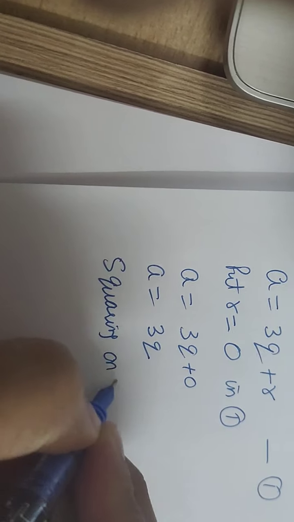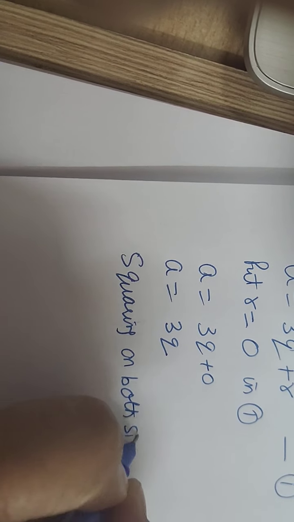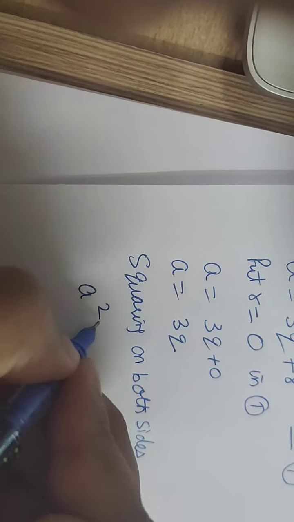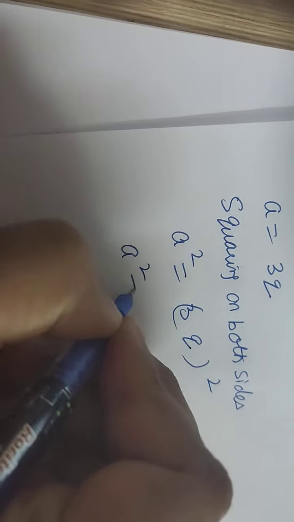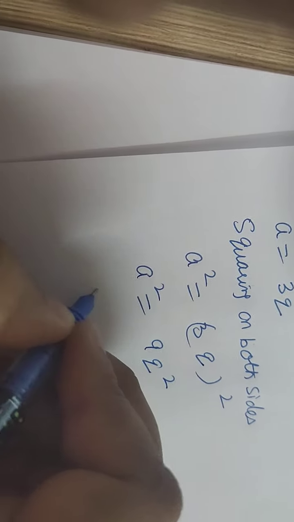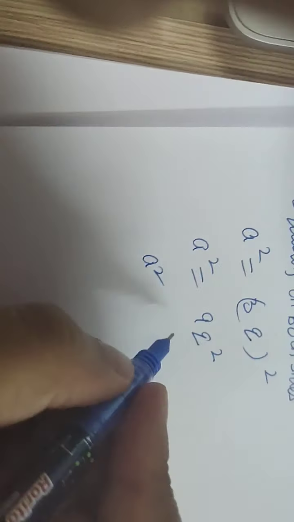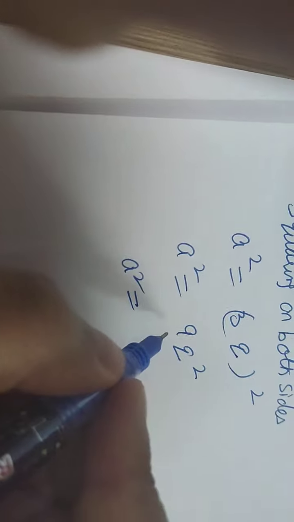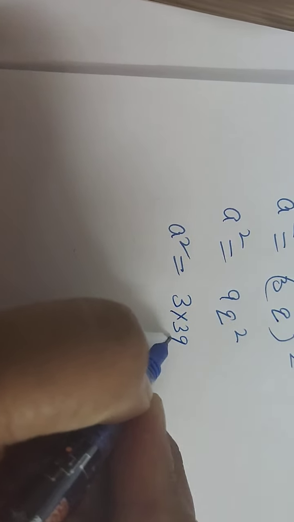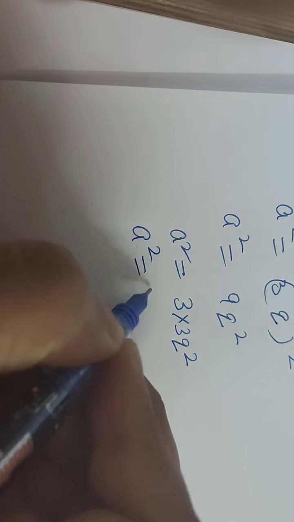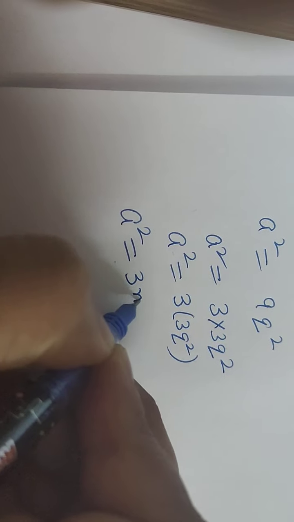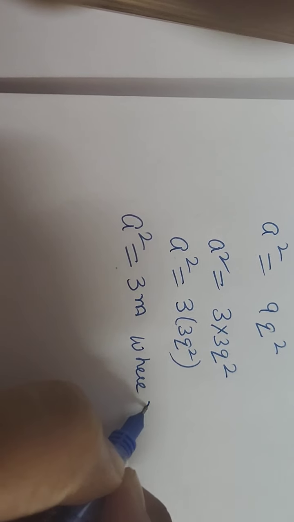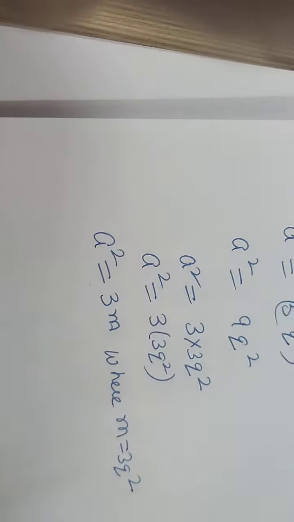Squaring on both sides. So it is A square, it is 3q square. A square is 9q square. But just see A square. So here they told me it should be in the form of 3. So I can write 9 as 3 into 3. So here A square is equal to 3 into 3q square. So I can take, because they told me the value m, where m is equal to 3q square.